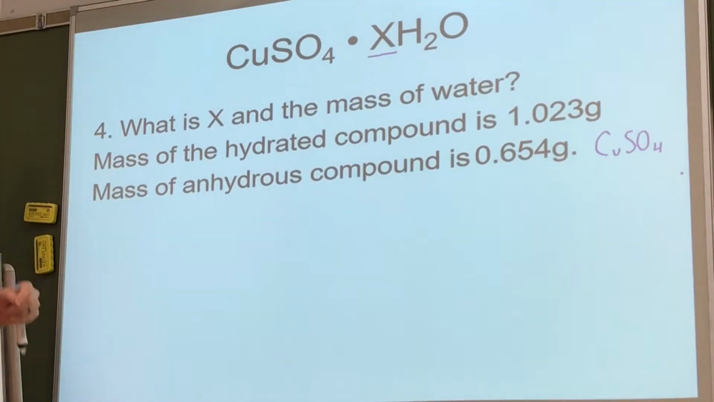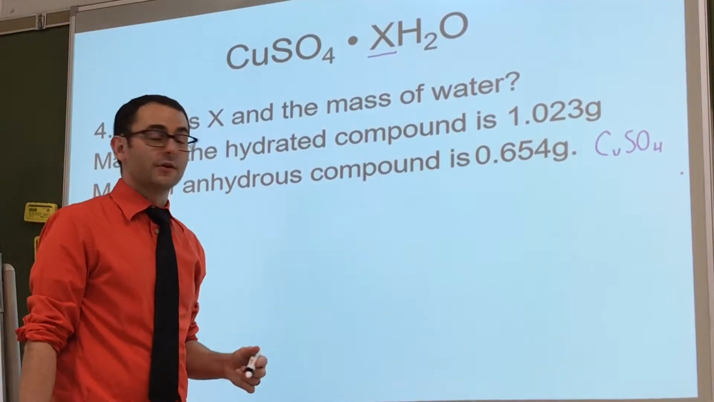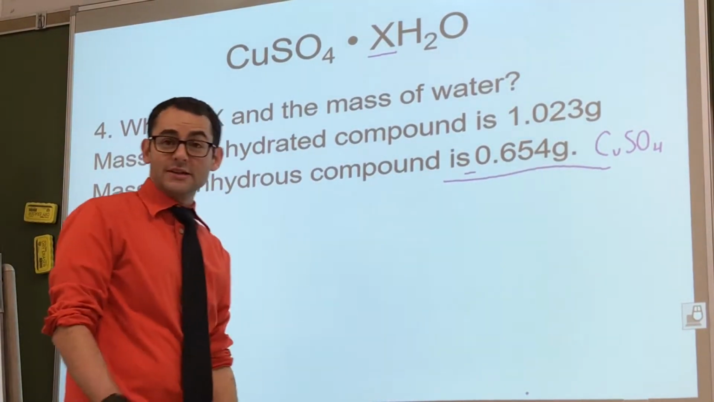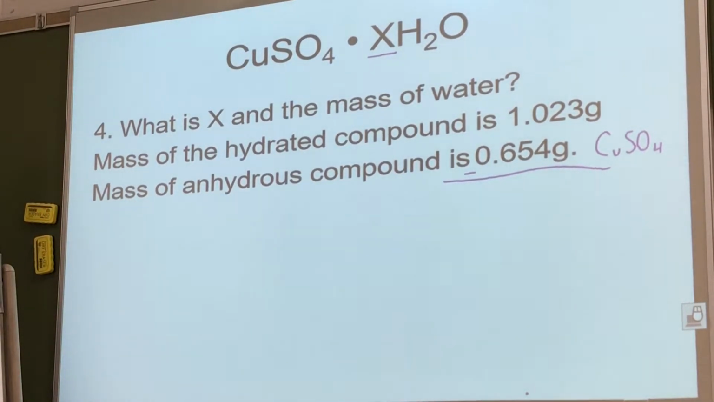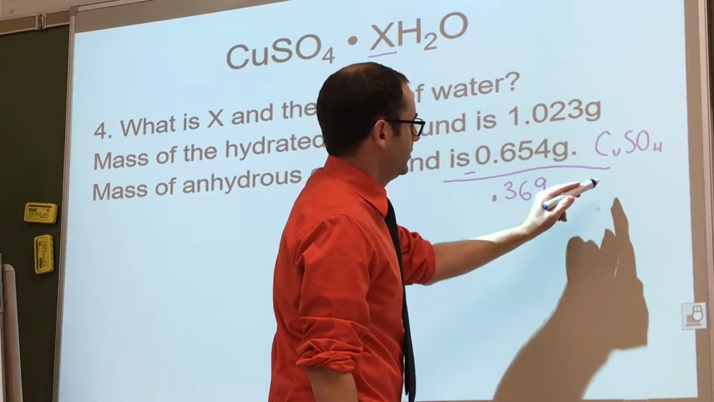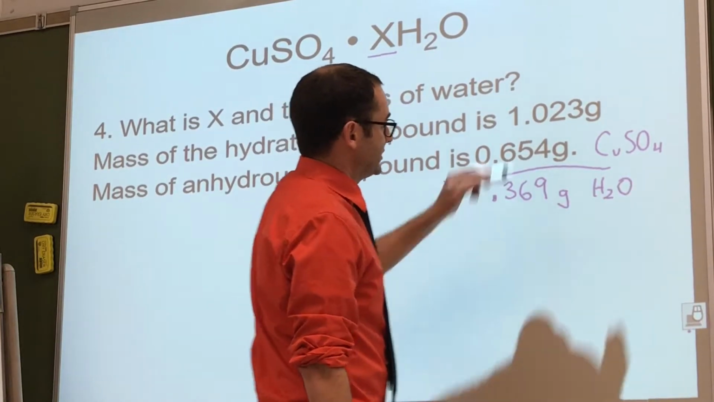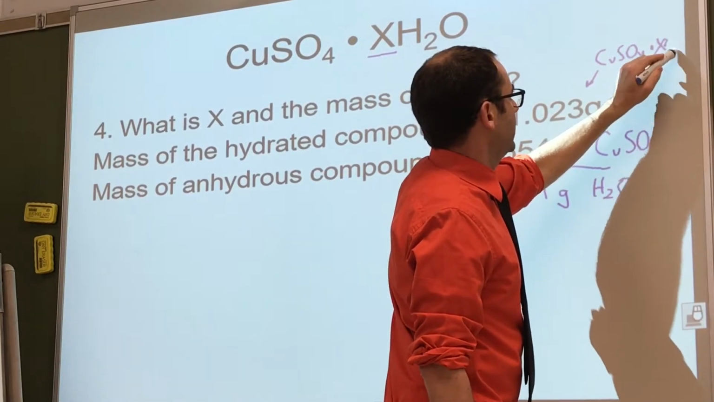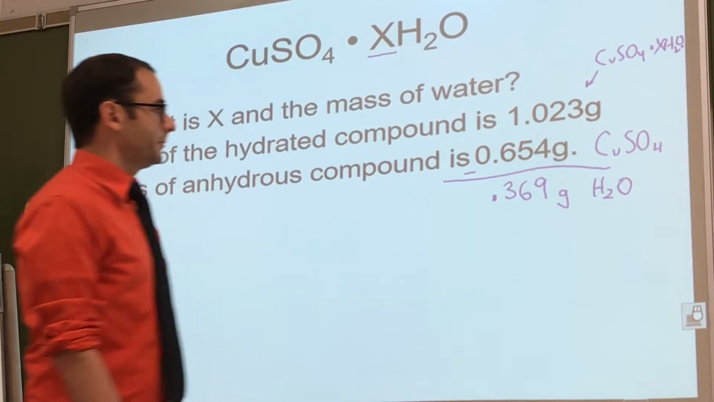What else can we figure out from these two numbers? Right? The mass of the water. Yeah, the mass of the water. How would you figure that out? Subtracting 1.023 by 0.61. Exactly. So if we subtract these, we'll get the mass of the water, which is 0.369. All right, because this top one was both the CuSO4 and the water. We just don't know how much water.